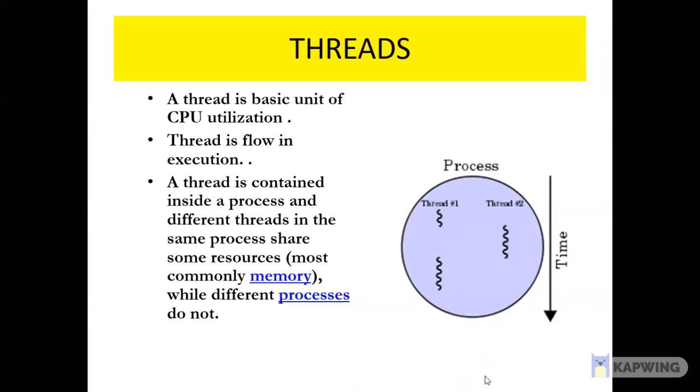Here in the diagram you can see T1, T2, and T3. They will share the memory. We have process P, containing a number of threads. These threads are sharing the memory, while processes do not share the memory.